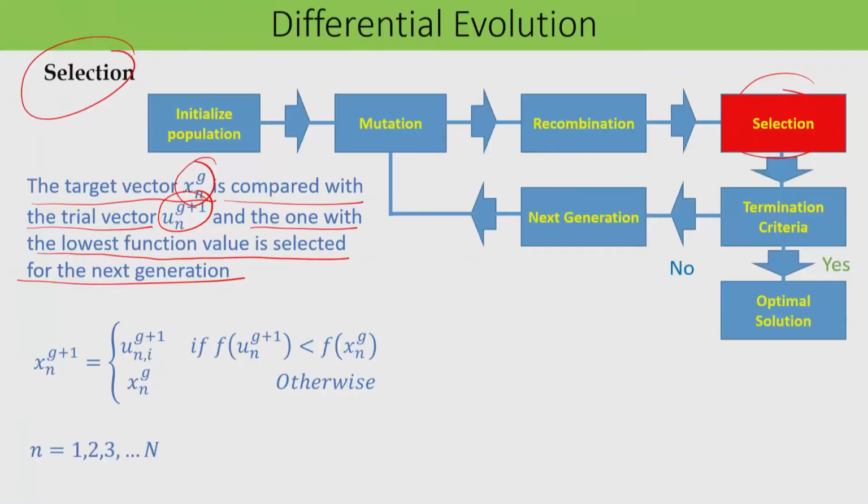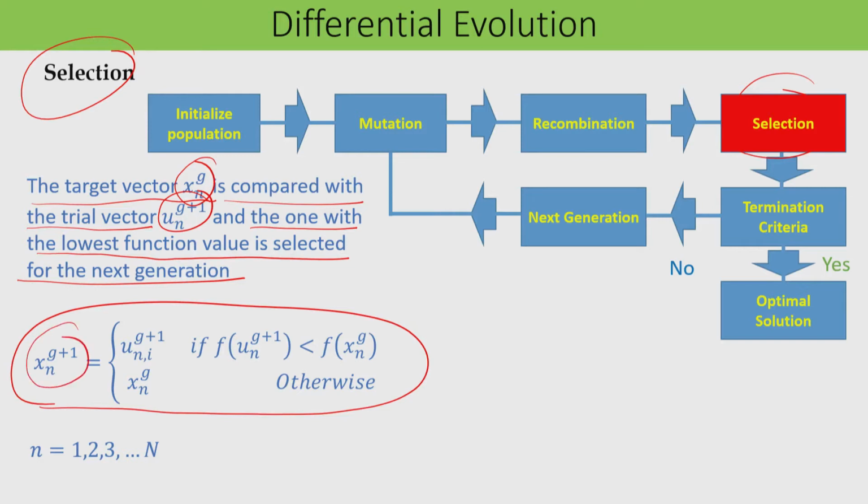If the target vector is better than the trial vector, we will keep the target vector, but if the trial vector is better than the target vector, we will replace the target vector by the trial vector. So, this is the replacement we are doing. So, x and z plus 1, this is for the next variable, will be equal to the trial vector if the function value of the trial vector is less than the function value of the target vector, or otherwise we will keep the target vector, and this process will continue for n equal to 1 to n.